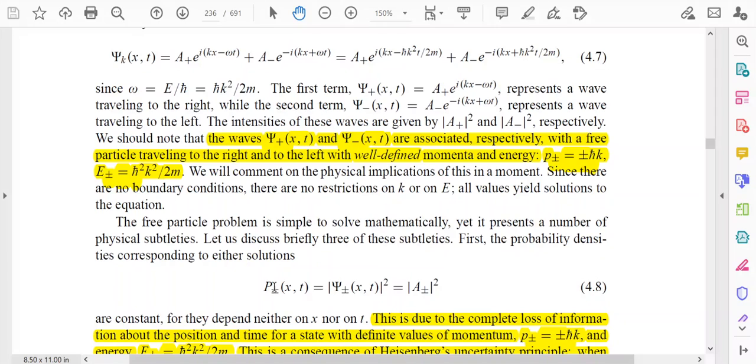So the probability density P will ultimately become mod of A, plus minus L, whole square. This is the value of the probability density. Now you see the right hand side is a constant, and it depends neither on x nor on t. So the probability density does not depend on position or time.